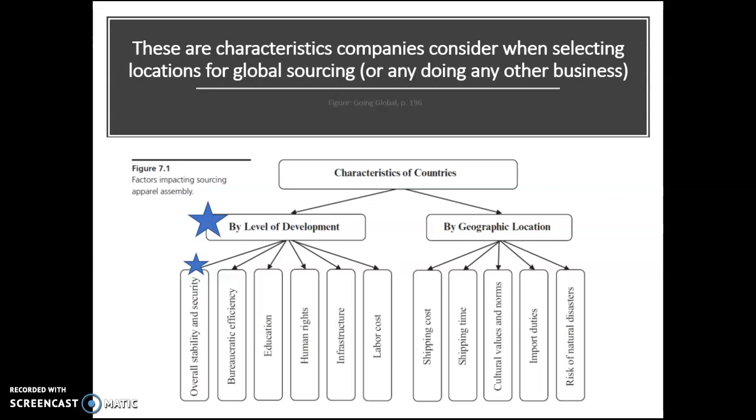Is the location secure, meaning are there bombs falling from the sky? Obviously, if a country is at war, this is not a good place to be sourcing from because people are fleeing for their lives and they are not making your clothes for American customers. That's just not the way it's going to go, or wherever you're opening your group project store.